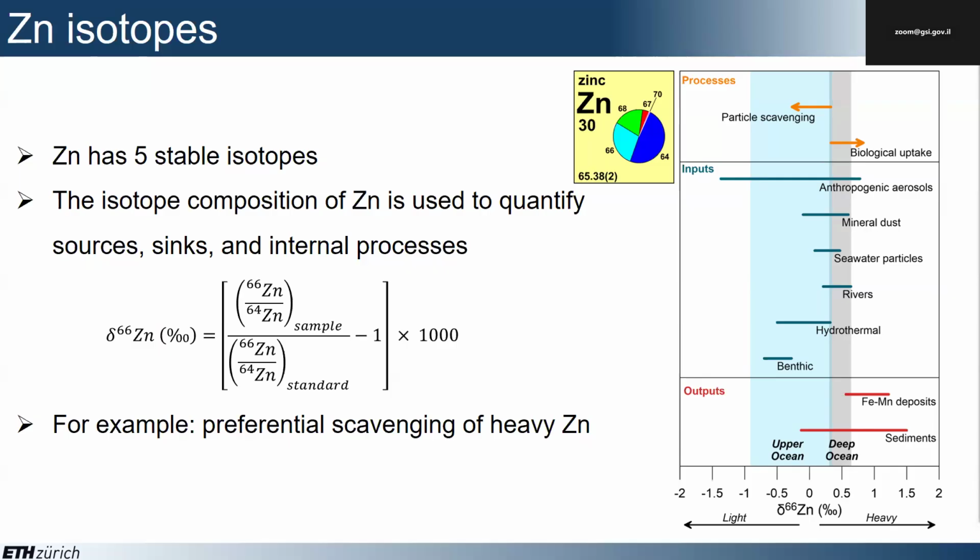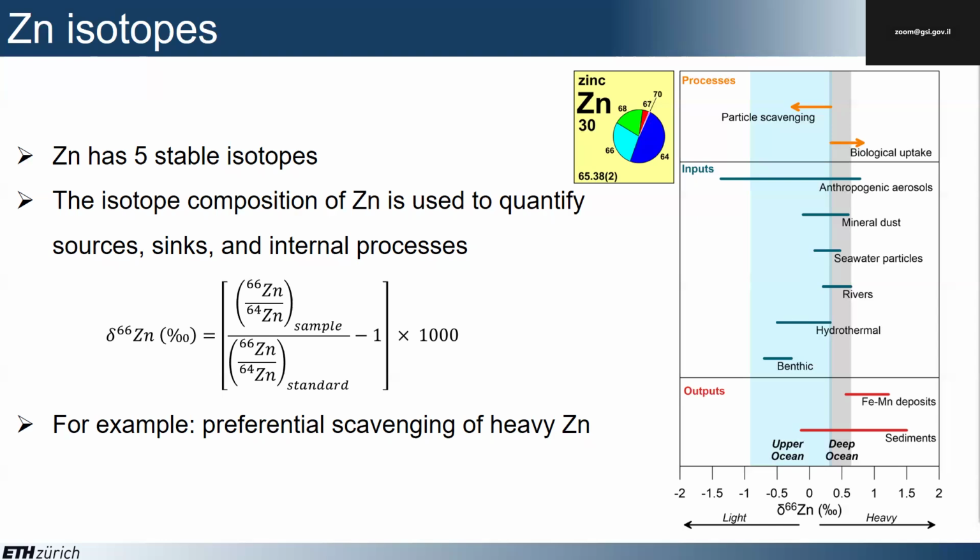Zinc has 5 stable isotopes, and the isotope composition of zinc is defined by the ratio of zinc-66 to zinc-64 in our sample relative to the ratio in a standard, and it's expressed in this standard per mil notation. When we discuss the isotope composition of metals, we refer to it as being isotopically light, so enriched in the light isotopes, and this will make the delta zinc value low, or isotopically heavy, which is enriched in the zinc-66 isotope, and this would make delta zinc high.